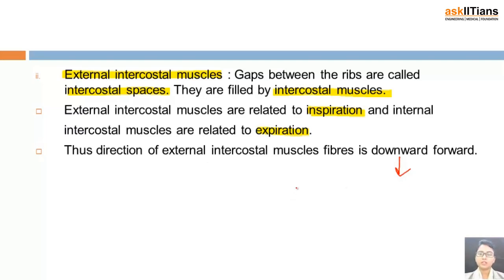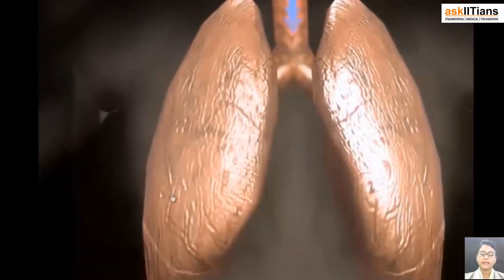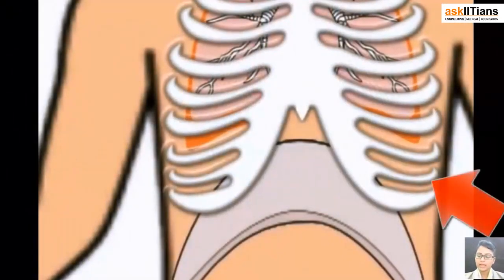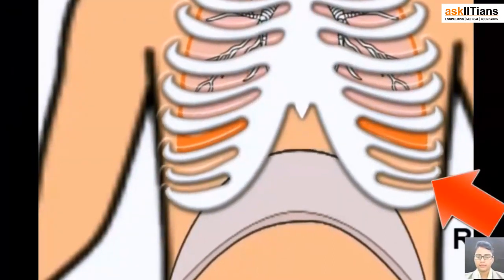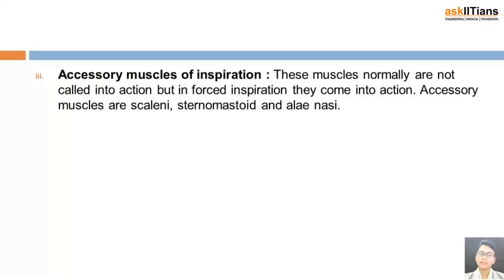Let's understand this with the help of this video. You can see we are breathing in air, ribs move up and outwards, like this, and the diaphragm is moving down and the chest cavity is increasing.